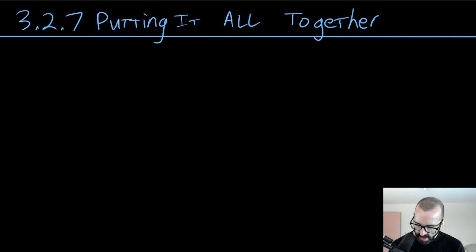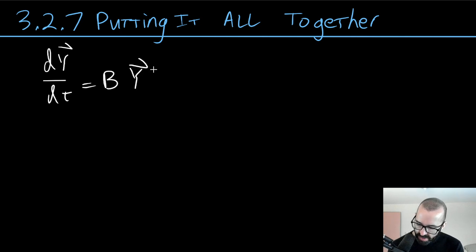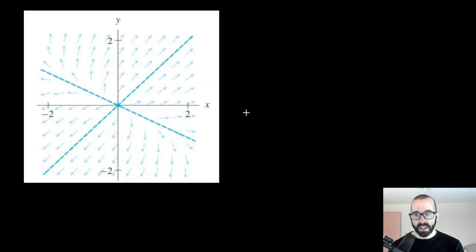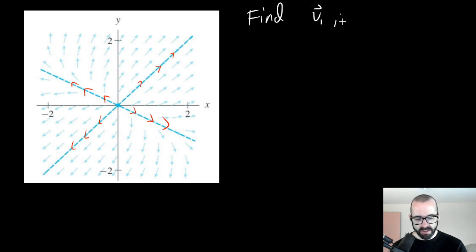So we're going to start by looking at this differential equation, dy/dt equals b times y. I'm not going to tell you what b is, but I am going to start by giving you the direction field. So here is the direction field, and we can see the straight line solutions. It's a little hard to see that we're moving this way on this solution, and this way on this solution. My question for you is: find the eigenvectors.